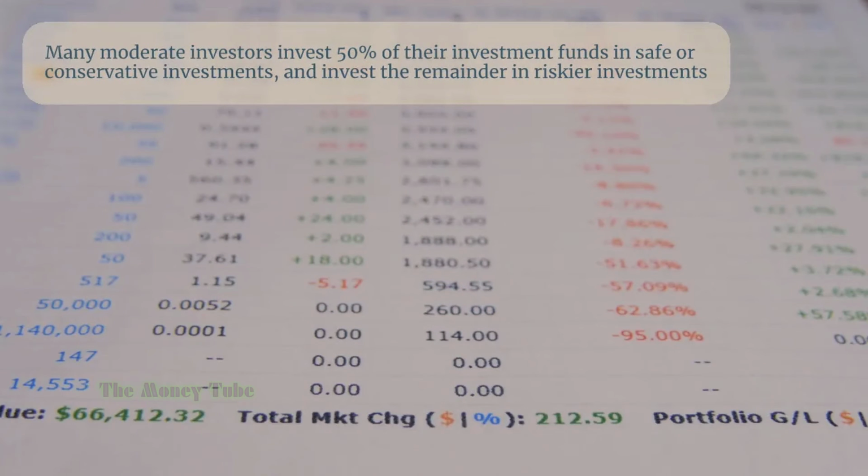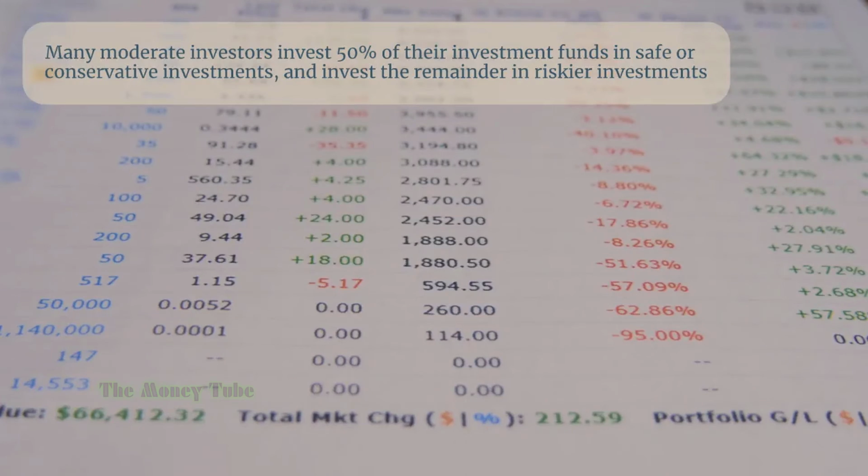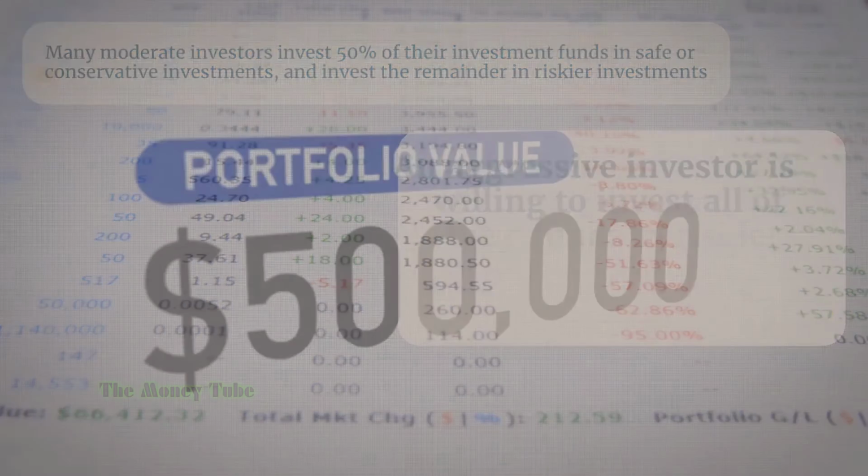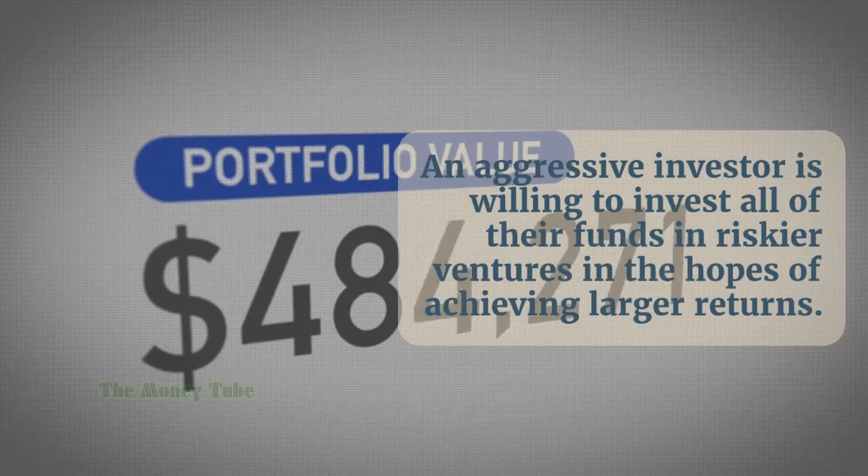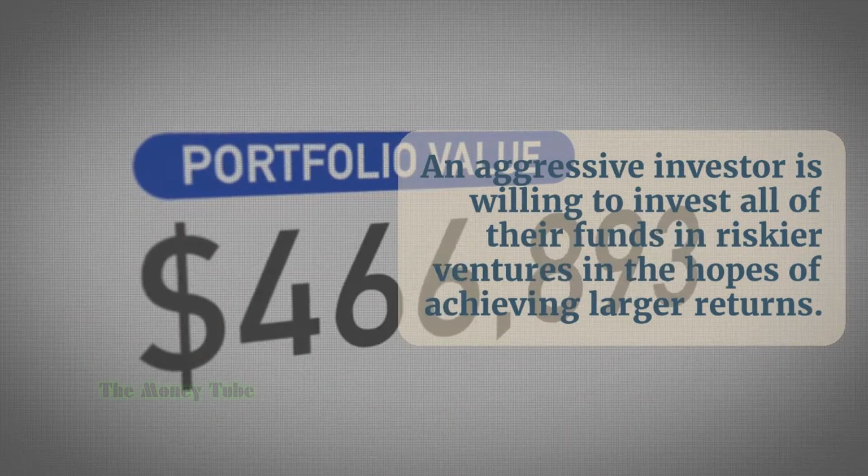A moderate investor usually invests much like a conservative investor, but will use a portion of their investment funds for higher risk investments. Many moderate investors invest 50% of their investment funds in safe or conservative investments and invest the remainder in riskier investments. An aggressive investor is willing to take risks that other investors won't take.